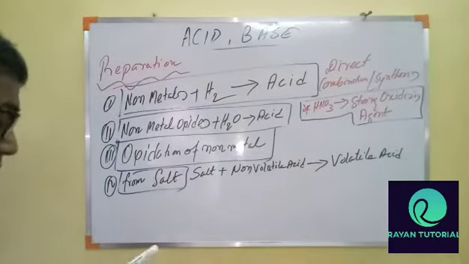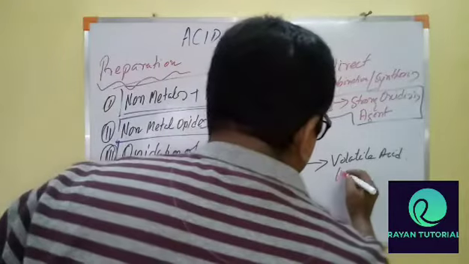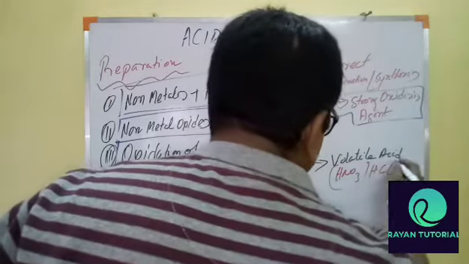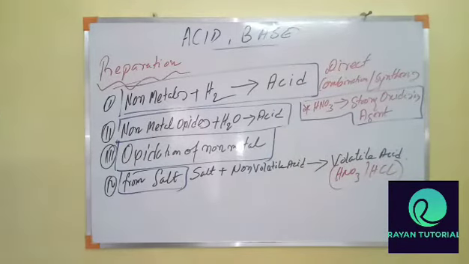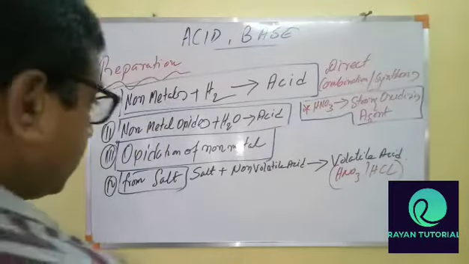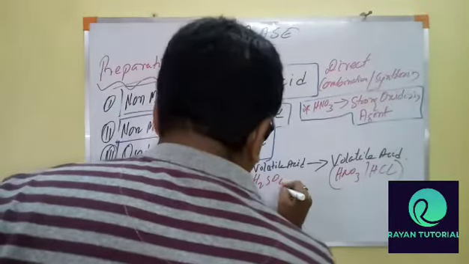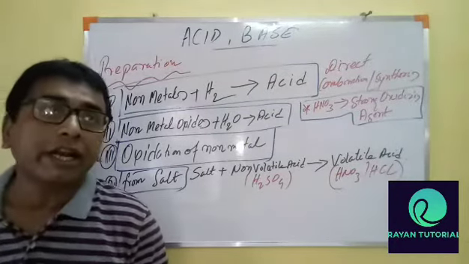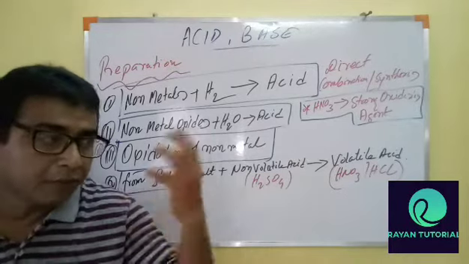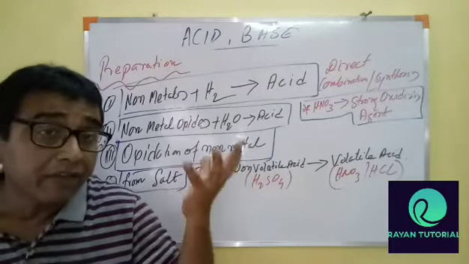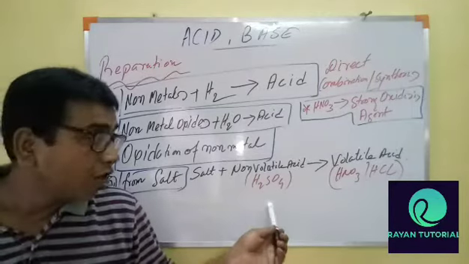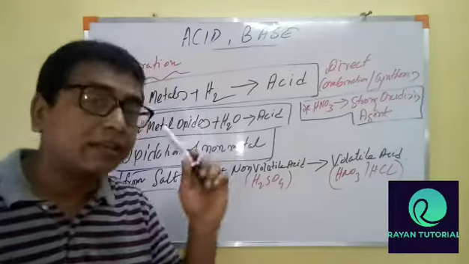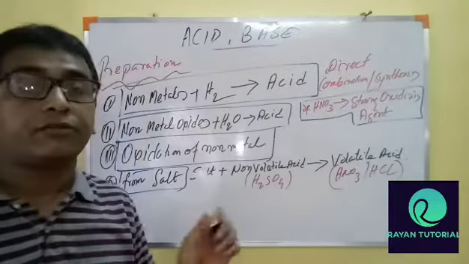Clear? And also remember that HNO3 and HCl are the 2 volatile acids, and H2SO4 is a non-volatile acid. Now what is volatile and what is non-volatile? I hope you know. If you put it in the air, it will evaporate, that is volatile. Non-volatile won't evaporate. In your syllabus, only these 3 acids are there: nitric acid, hydrochloric acid, sulfuric acid.